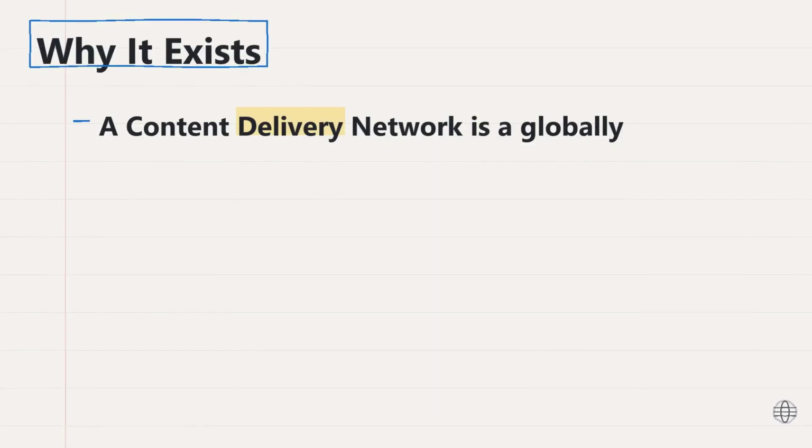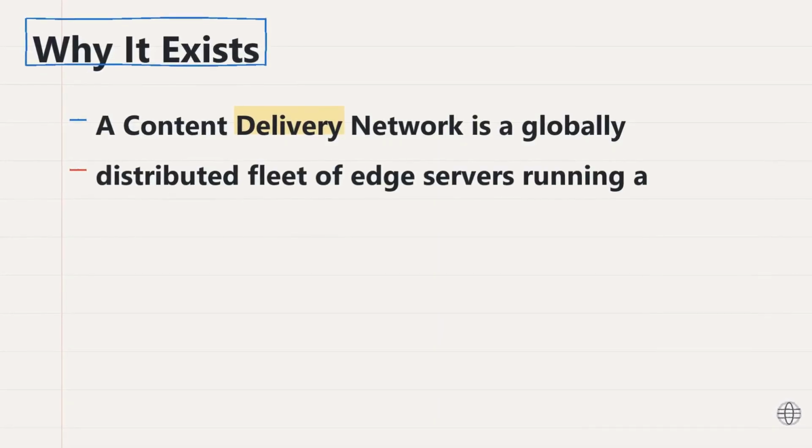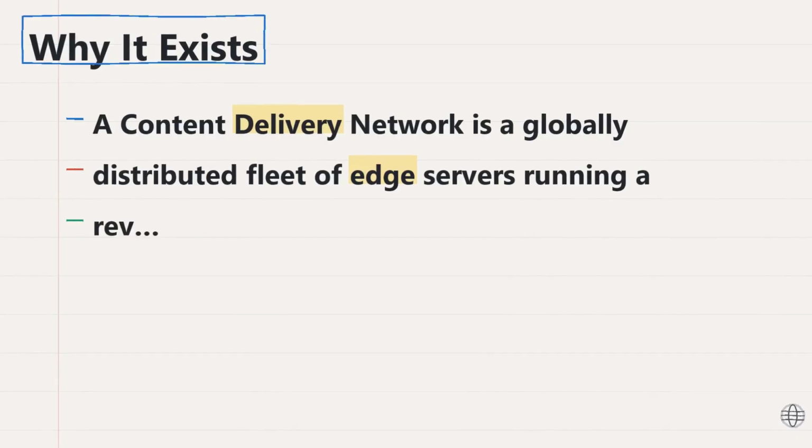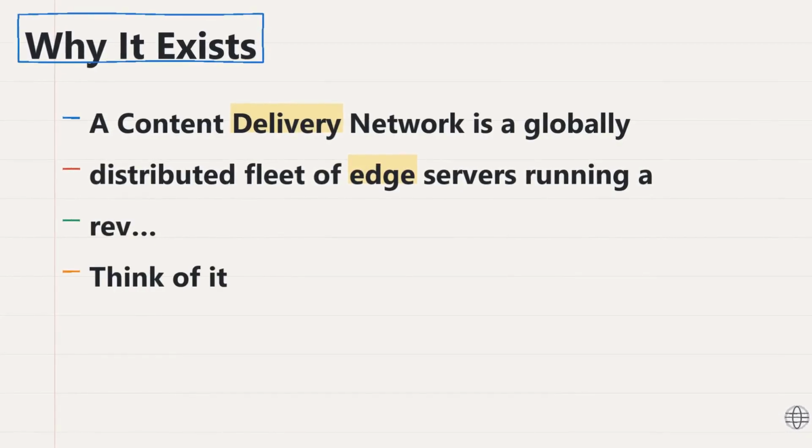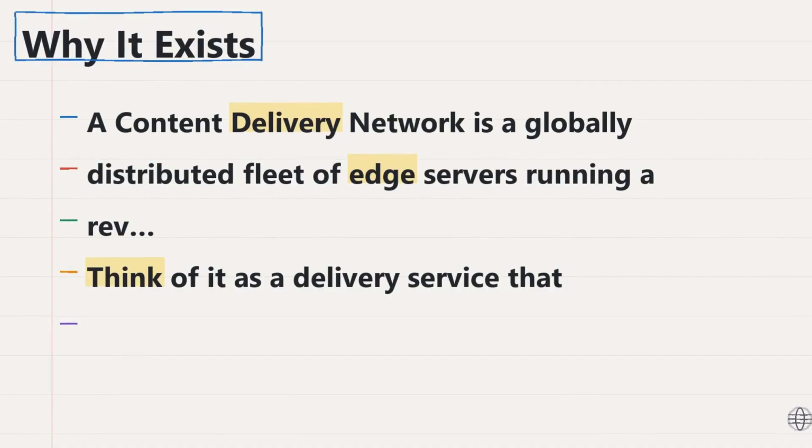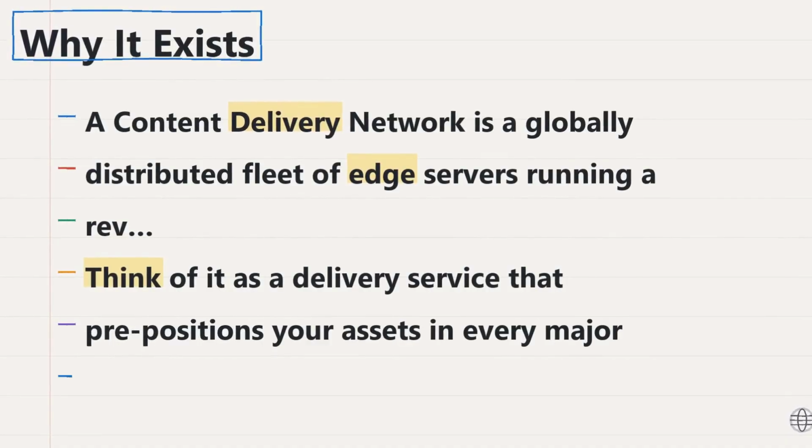A content delivery network is a globally distributed fleet of edge servers running a reverse proxy like Nginx or Cloudflare's C3 stack, plus a control plane that decides which edge answers each user. Think of it as a delivery service that prepositions your assets in every major metro, so the last mile is a hop, not a flight.